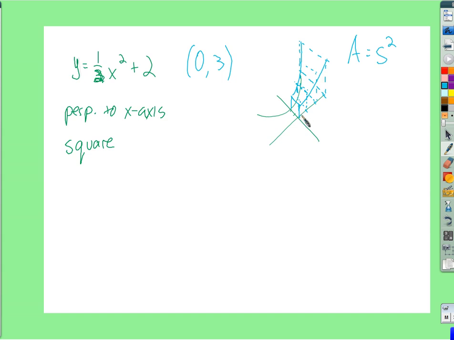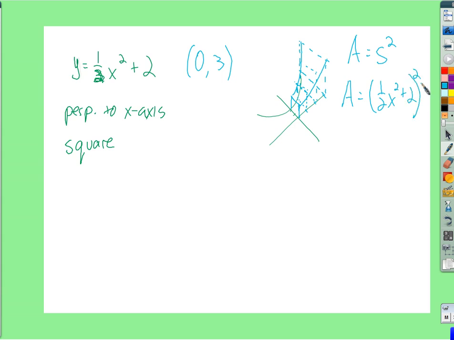Well, that's a hard thing to figure out if you're thinking how tall is that square. But this side of the square is the same as this side. Now can you find this side of the square? Yeah, what is that? So it's the y value, and y equals 1/2 x squared plus 2. So the area of any square along that interval is 1/2 x squared plus 2. That's the side. We're going to square that.